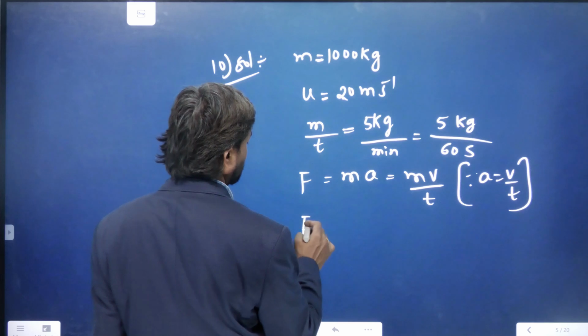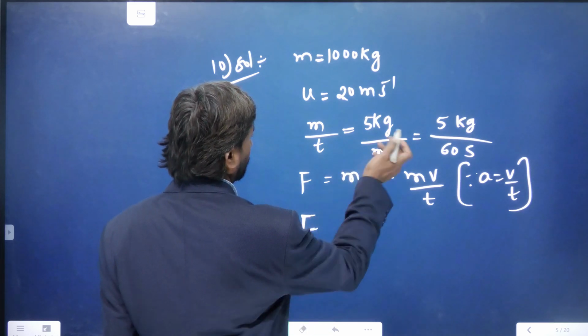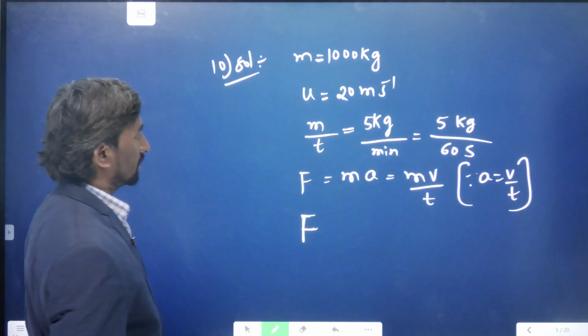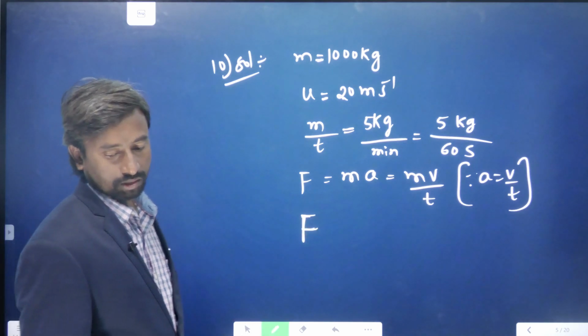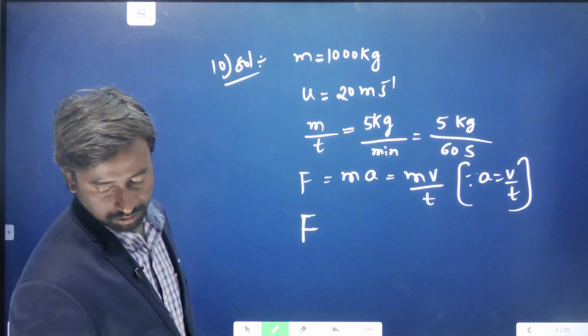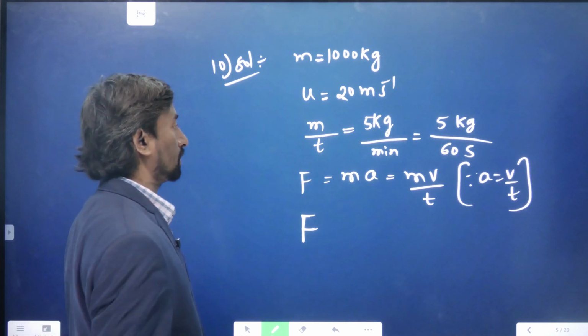Now the force. Here extra mass is added, and extra mass means we need to apply extra force. That extra force is what they are asking. How much extra force do we need to apply so that it goes with the same speed?